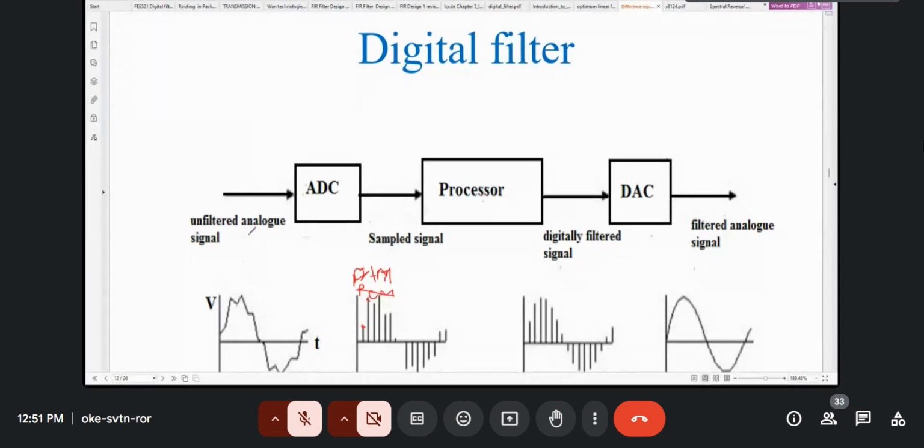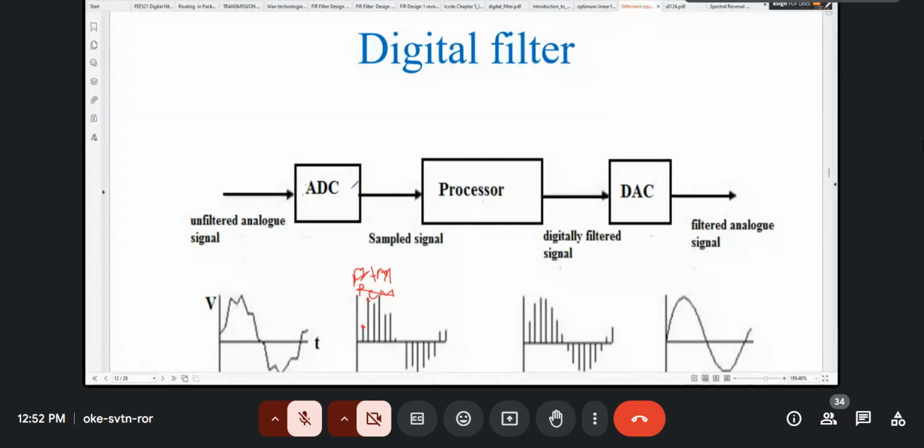You have an unfiltered analog signal. You go through an analog to digital converter. I hope you have looked at different analog to digital converters somewhere along your course. Then you go to the processor, and this is where you do the digital filtering, and of course, you get back to your analog signal through a DAC. Because in most cases, the signal you're dealing with is analog, because this could be filtering an audio recording.